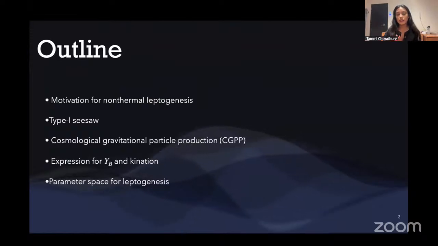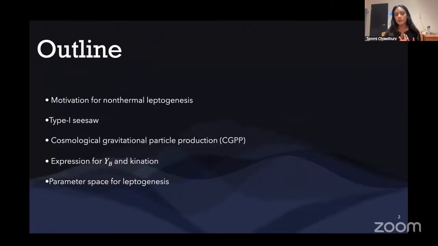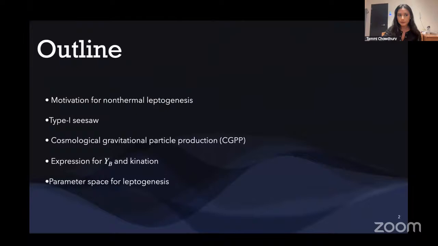And then a key component of our non-thermal model is gravitational particle production. So I'll go through briefly the mechanisms of that. And within our paper, we derive an expression for the baryon yield Y_B, and we find that we need a phase of kination. So I'll describe this as well. And finally, I'll be able to show a parameter space plot for viable leptogenesis.